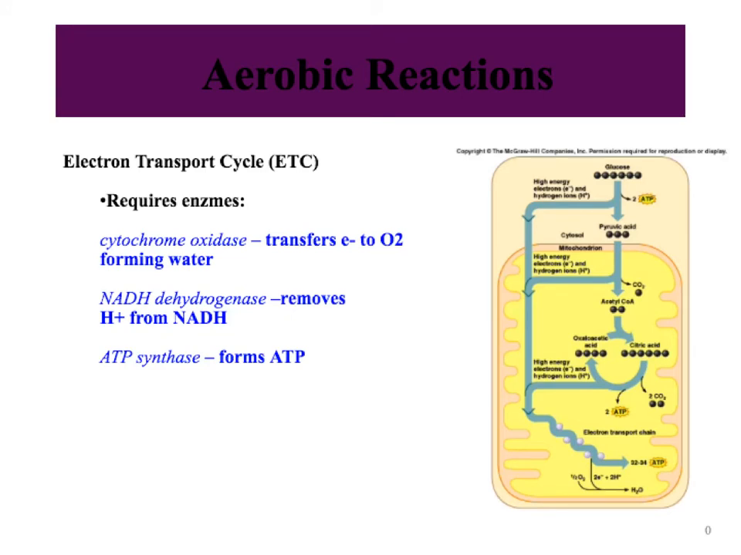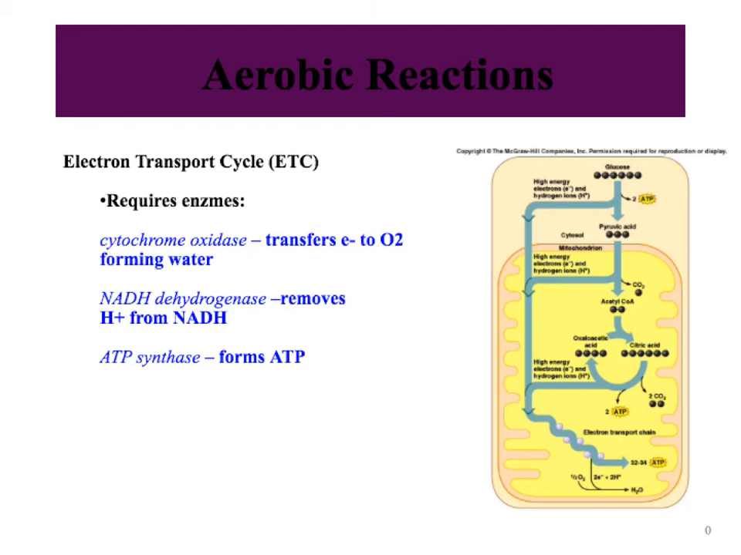We also note that conversion of these molecules requires a number of enzymes, first being cytochrome oxidase. This is the enzyme that helps to transfer those high-energy electrons to oxygen, forming water molecules. We also see the role of NADH dehydrogenase. This enzyme removes hydrogen, basically oxidizing NADH and providing that high-energy electron across the membrane. And lastly, ATP synthase.